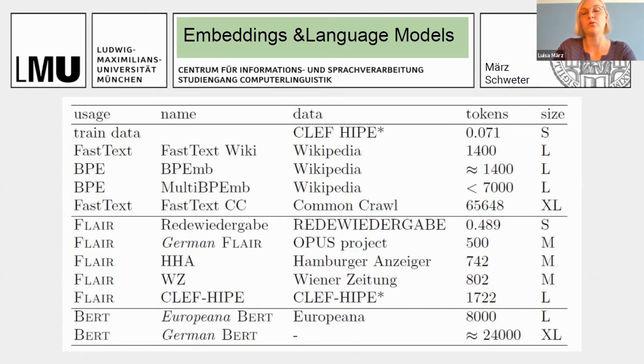And we also trained our own FLAIR embeddings on 3 different German corpora, which are the Hamburger Anzeiger, the Wiener Zeitung, and the Wiedergabekorpus. And for the BERT models, we have trained a model on the Europeana data, which stems from the Europeana newspaper corpora. And we have a very large German BERT model for which I cannot give any more detail by now because it is not released yet.